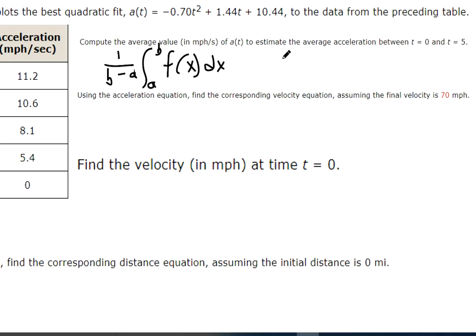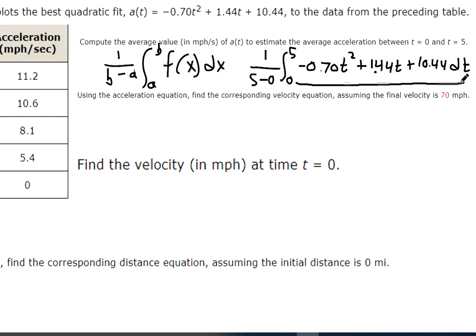We want the average value of the acceleration between 0 and 5. So we're integrating from 0 to 5 of this function. Okay, so if you compute that integral, and then divide it by 5, or in other words, multiply by 1 over 5, then you've computed the average value.